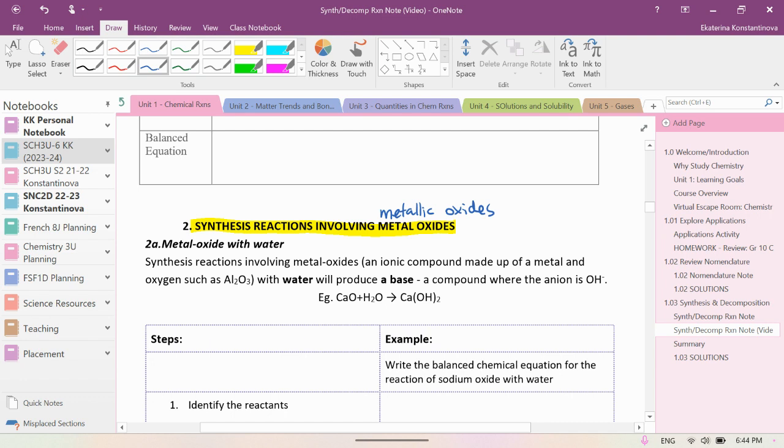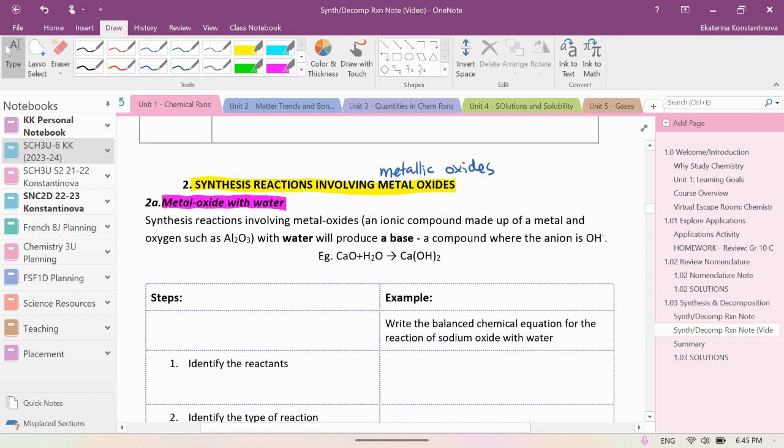Okay, there's a couple of different types. The first one is a metal oxide with water. Synthesis reactions that involve a metal oxide, which is an ionic compound made up of a metal and oxygen. So you're looking for some kind of metal, let's call it metal X, and oxygen. Oxygen will have a charge of 2, and whatever the charge of X will be the subscript beside oxygen.